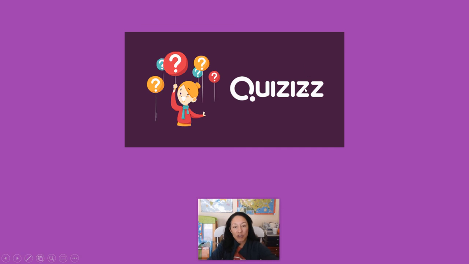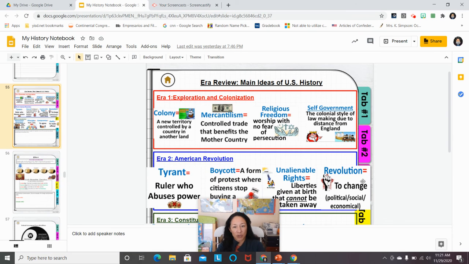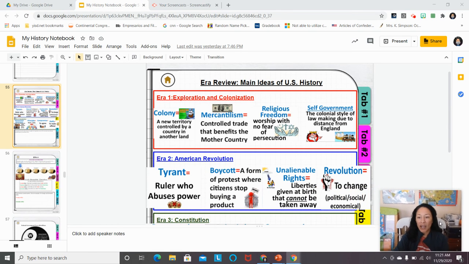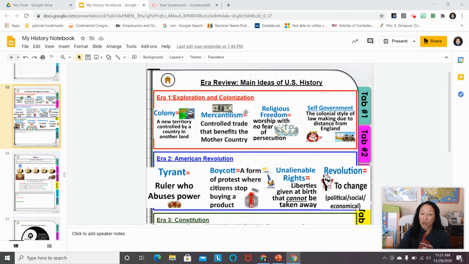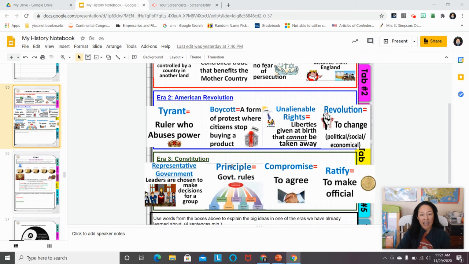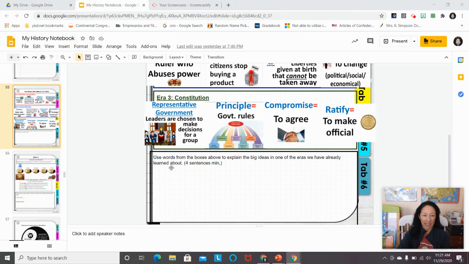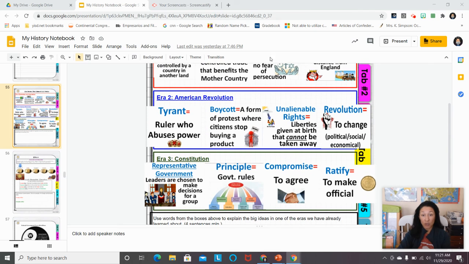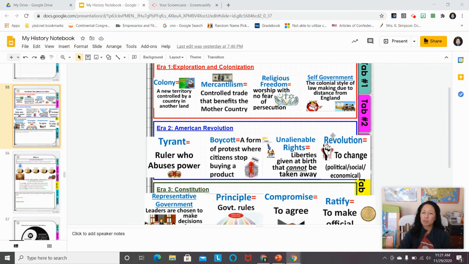Now, after the quizzes, of course, in your notebook for today, you have the words that we just described the eras with. And down below, before you leave today, use words from the boxes above to explain the big ideas in one of the eras we've already learned about. So at least 4 sentences, guys. Choose an era that you want to write about and kind of explain how these terms are connected. How do these explain what happened during that time?